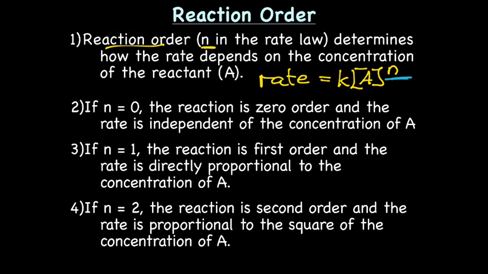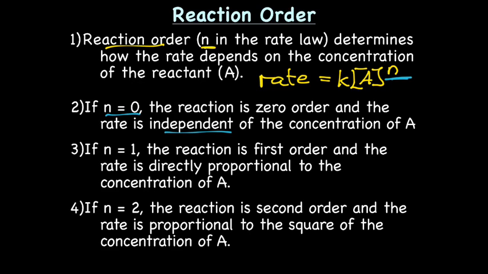If our N is 0, the reaction is called zero or 0th order, and the rate is independent of the concentration of the reactant. That means that no matter how much of the reactant you have, the rate is going to be the same. So the reaction is independent of the concentration of the reactant.